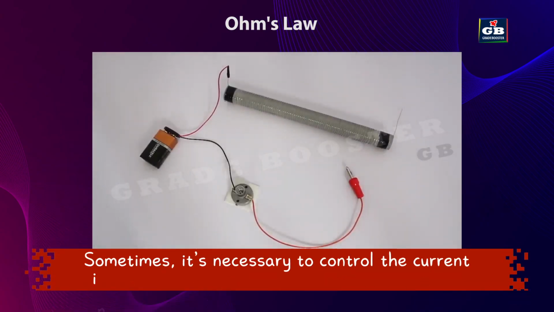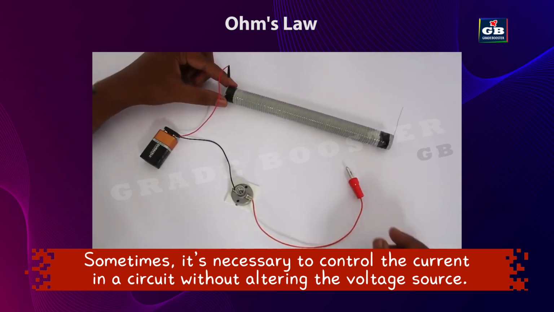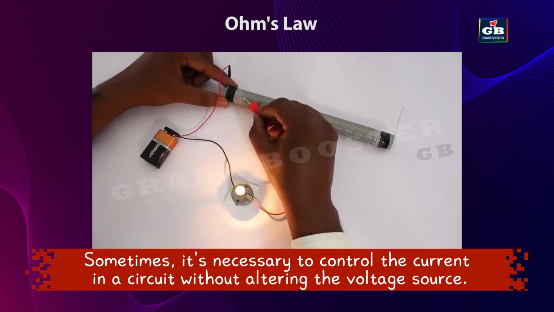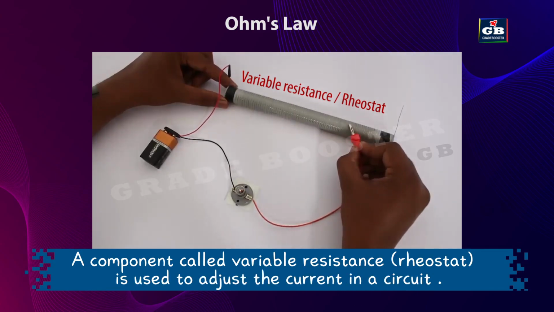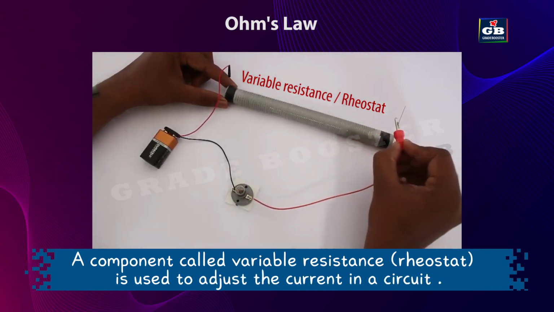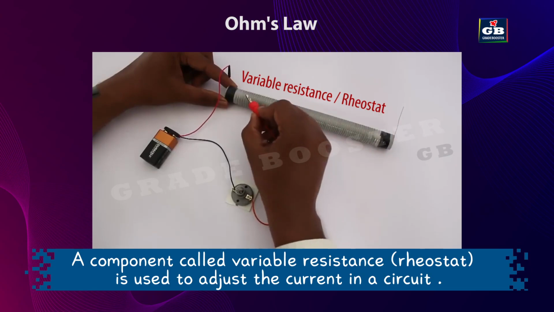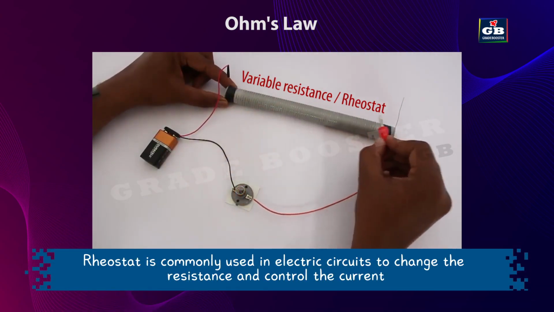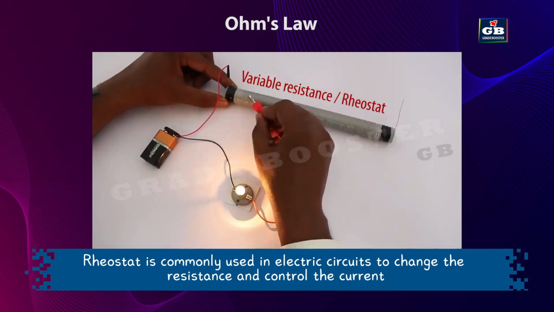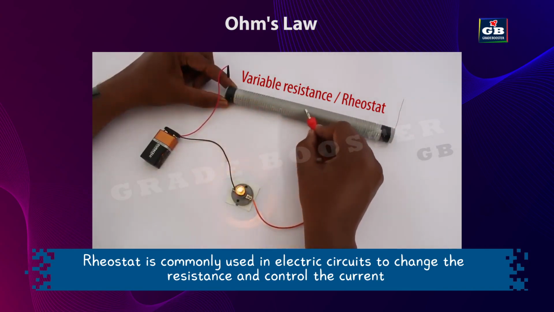Sometimes it is necessary to control the current in a circuit without changing the voltage source. In this situation, a component called variable resistance or rheostat is used to adjust the current in a circuit. Rheostat is commonly used in electric circuits to change the resistance and control the current.